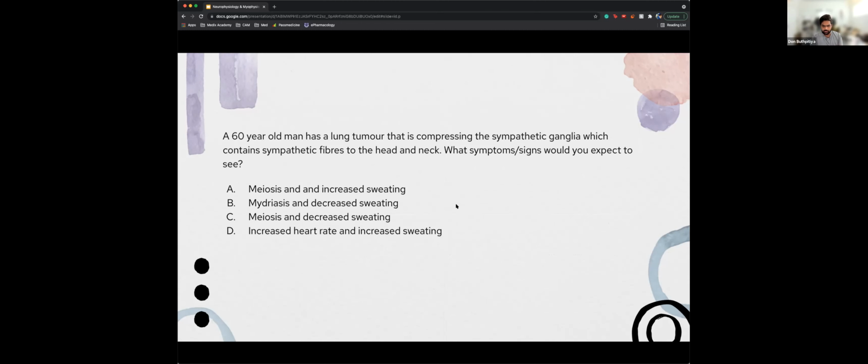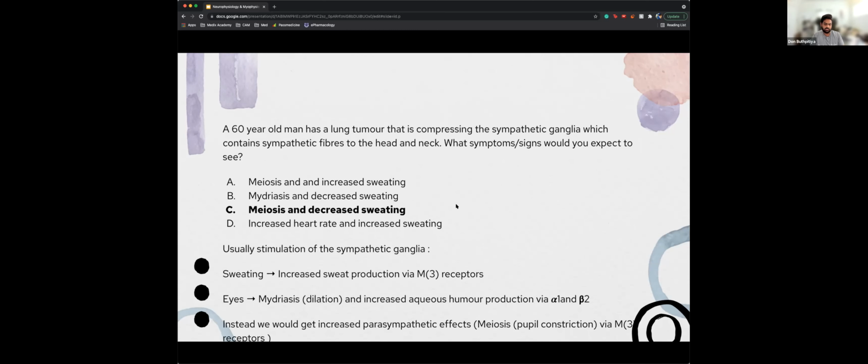Now, on to questions. A 60-year-old man has a lung tumor that is compressing the sympathetic ganglia, which contains sympathetic fibers to the head and neck. So what do we think will happen? You can look through the previous slides as well. Miosis and decreased sweating. So we will have constriction of the pupils and decreased sweating.